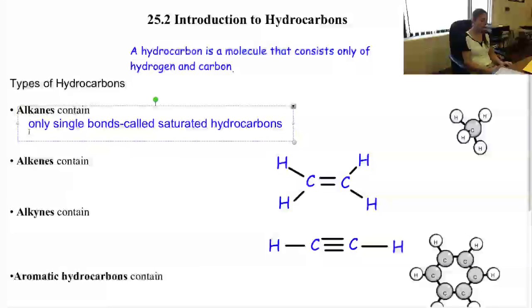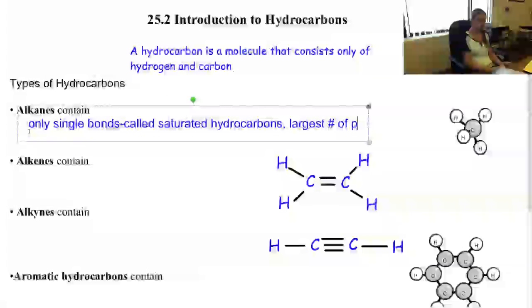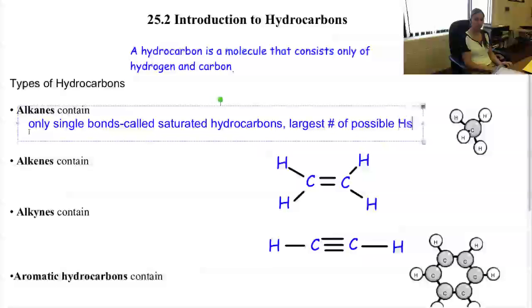The reason is that they have the largest number of possible hydrogens. We call those saturated because they have as many H's connected to them as you could possibly have. A good example of an alkane is this guy right here to the right. We have a C and 4 H's. It doesn't really matter what angle you draw these H's at. They're not really Lewis structures like we did before, where the angles really meant something. It doesn't really matter how they look.